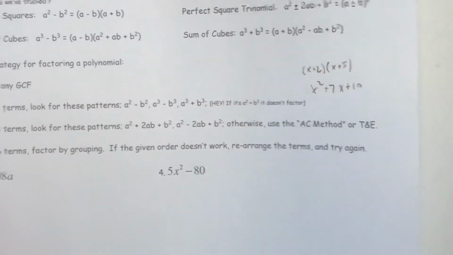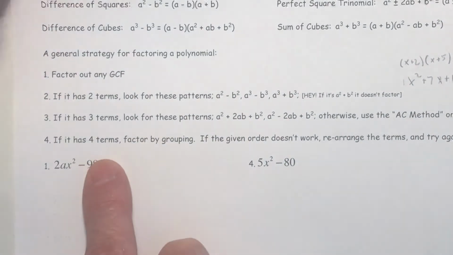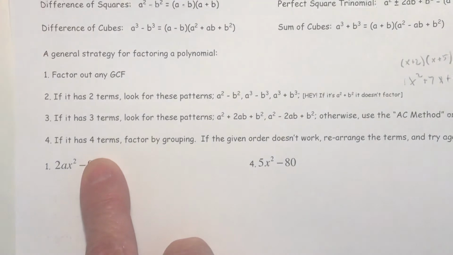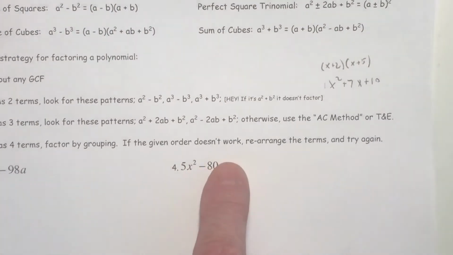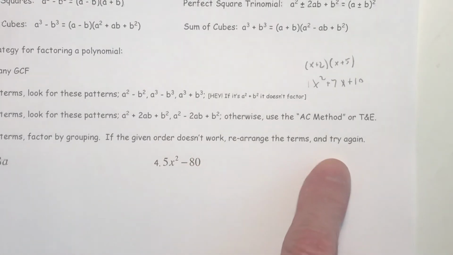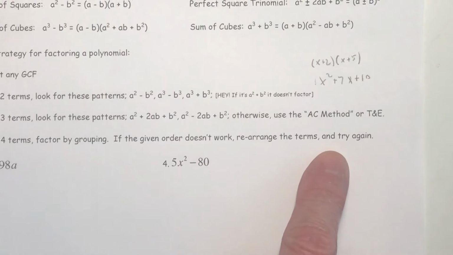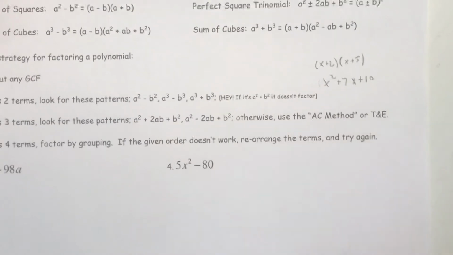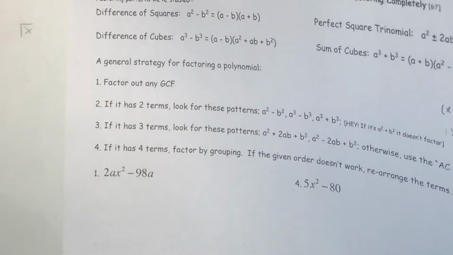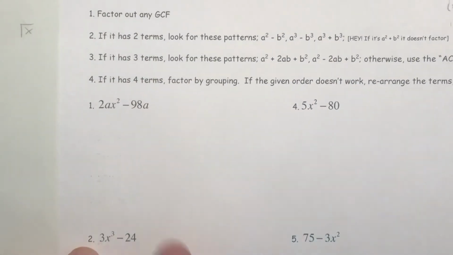Now, if you have 4 terms, then you apply factoring by grouping. And if the grouping doesn't work right away because of the order that was handed to you, rearrange the terms and try again. Don't immediately say, oh, it's prime, because it might be, but it might not be. If you just rearrange the terms, you might find a way to factor it. So now we're going to try these examples.